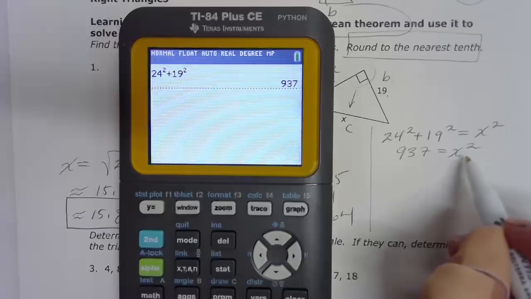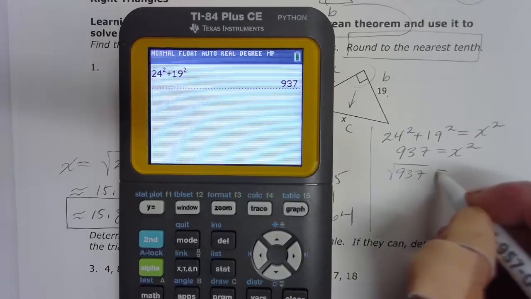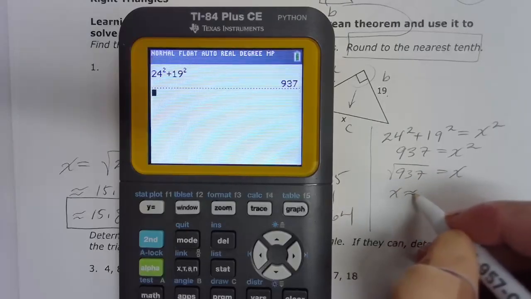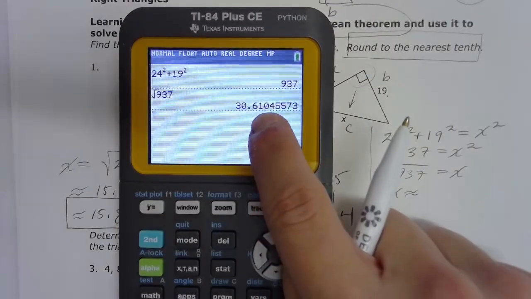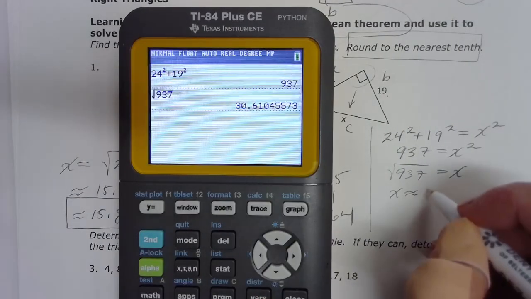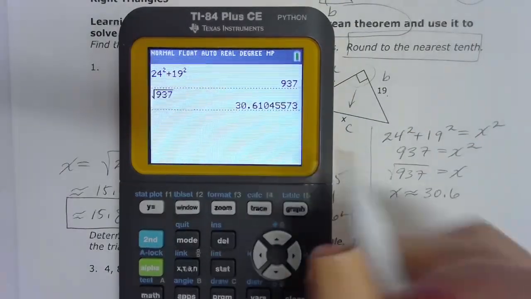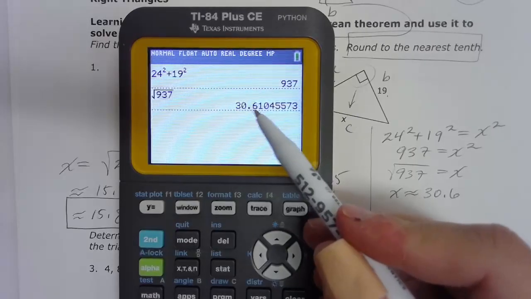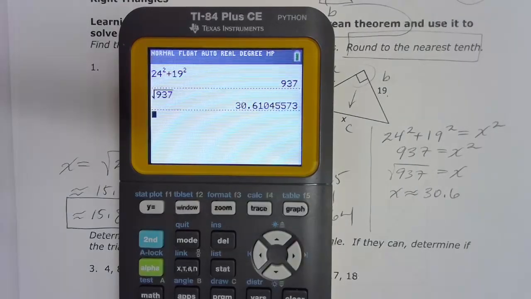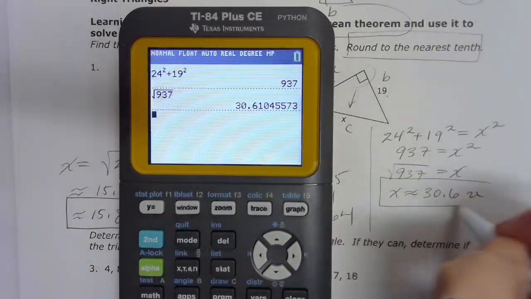And what's the opposite of squaring? It's square rooting. So we're going to square root both sides. And so we see that x is approximately, if I take the square root of 937, I get 30.61. Look at that, which rounds to 30.6. Since this one, let me use my pen here, since this one is less than 5, we're going to round down. So it stays 30.6. Ladies and gentlemen, there are no units, so I'm just going to write U for units. That is our final answer.